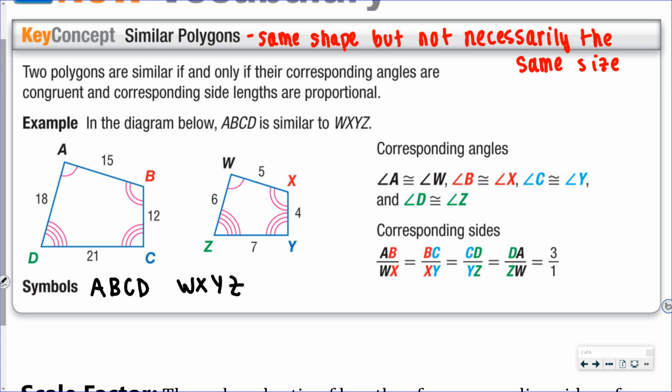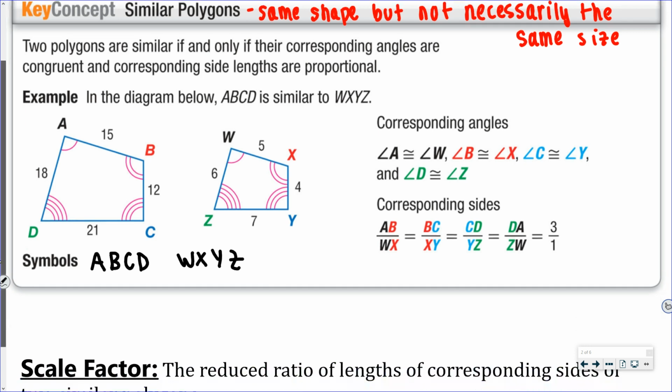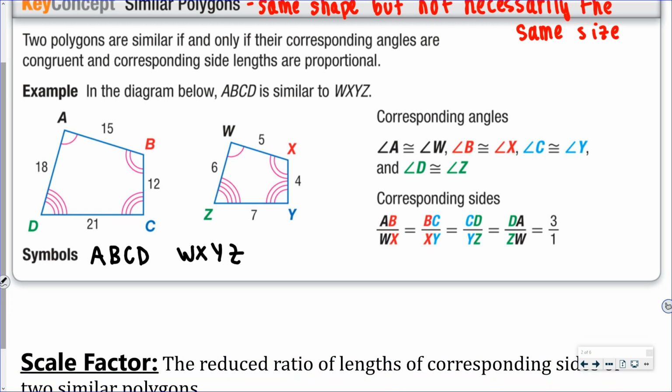Now they're not congruent. They have different side lengths. They're just similar. Because if I look at all of the side lengths in this quadrilateral, it looks like all the side lengths are exactly a third of what they are in this one on the left, right? A third of 15 is 5. A third of 18 is 6.